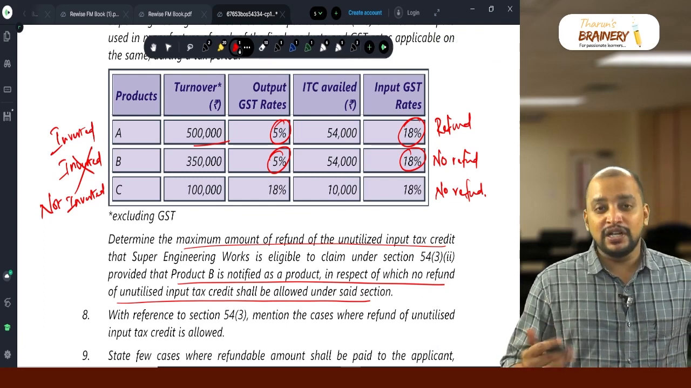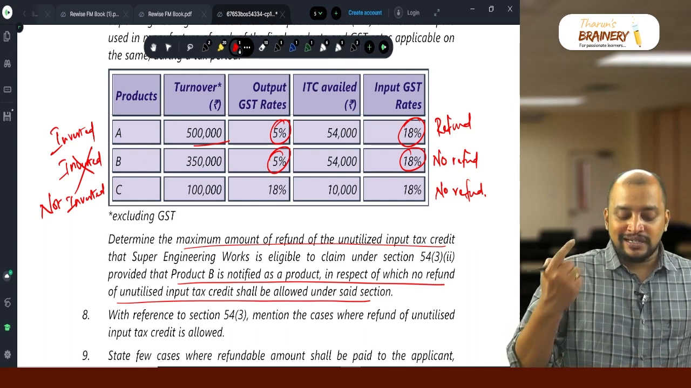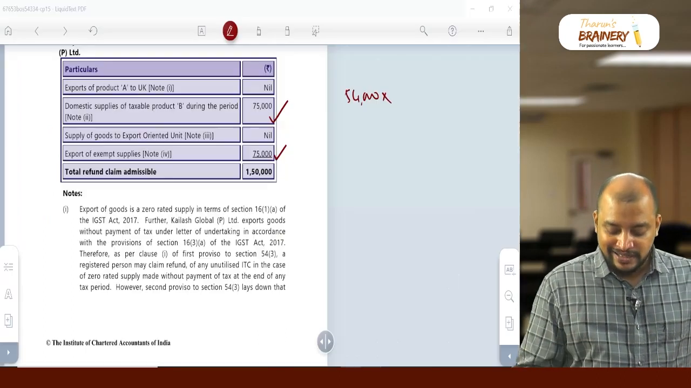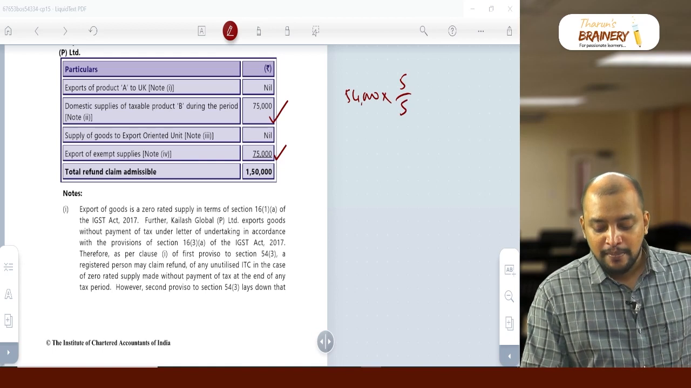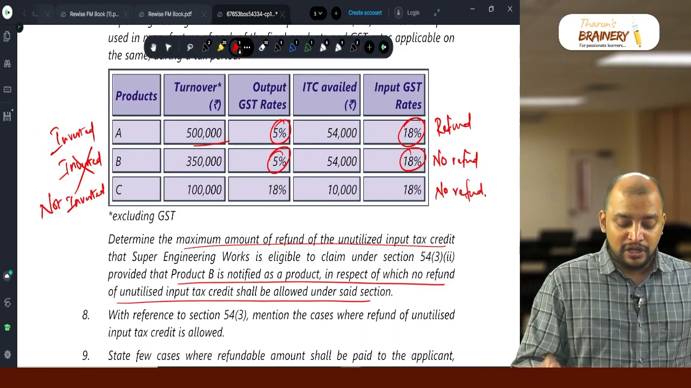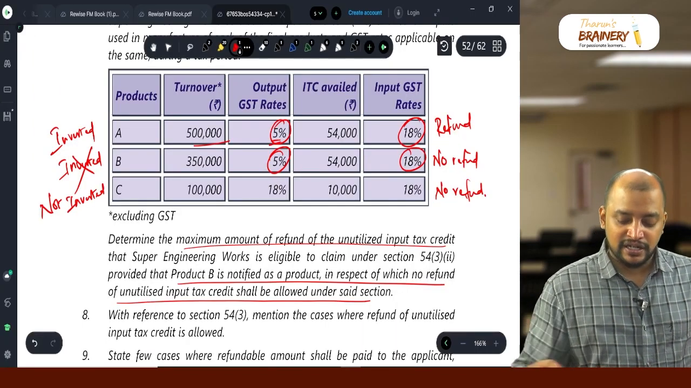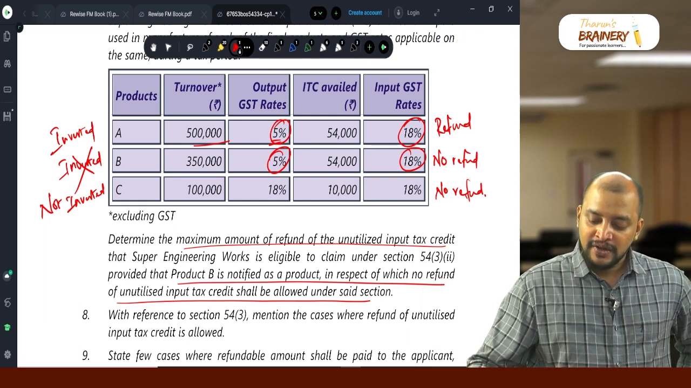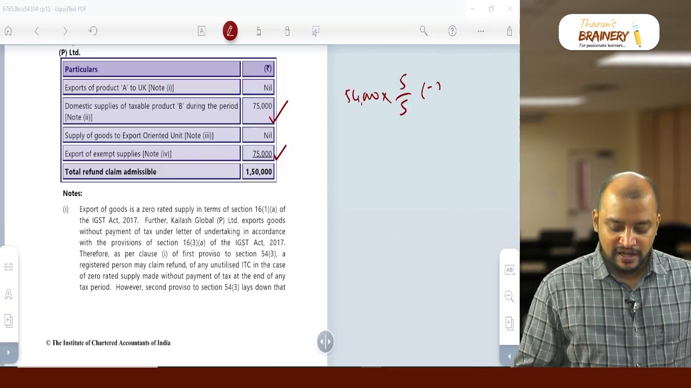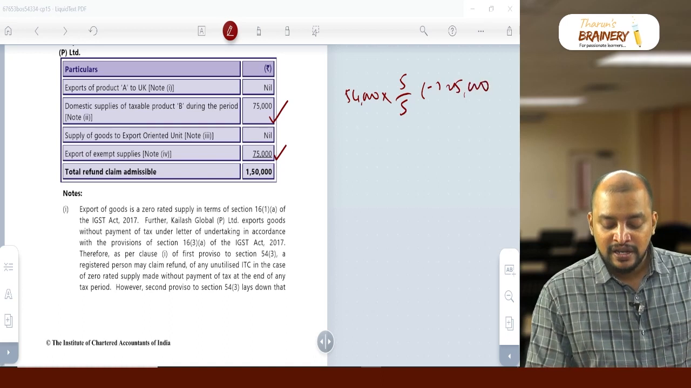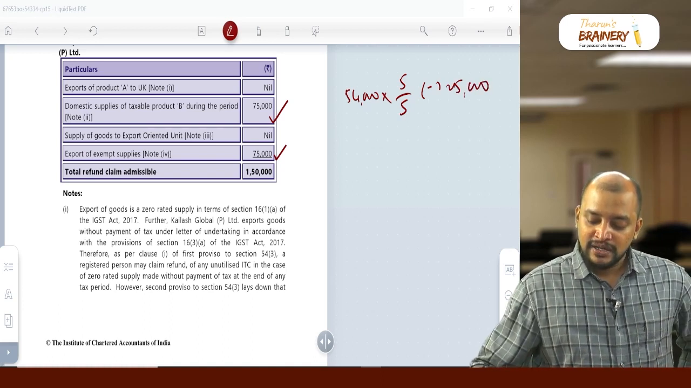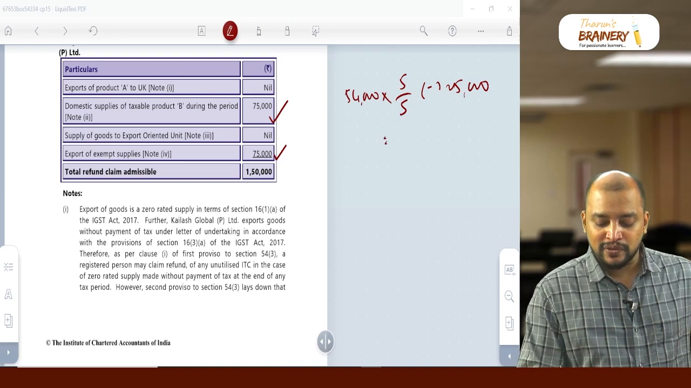So which means fully we will take. So inverted turnover divided by total turnover, 5 lakhs divided by 5 lakhs. Okay. Minus GST payable on inverted turnover. What is the GST on inverted turnover? 5 lakhs into 5%, 25,000. So 54,000 minus 25,000, that will be 29,000.